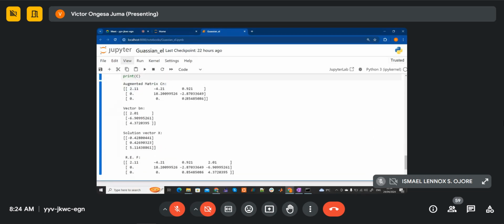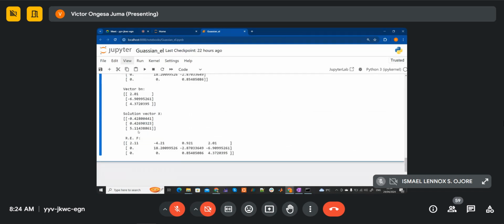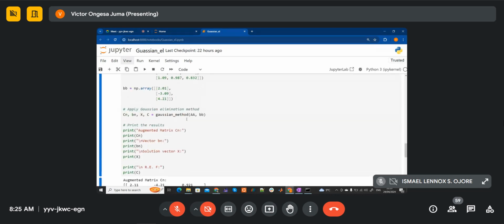So it gives us here the reduced matrix, and gives us the vector of solutions. These are the answers we got. So you see, that's how it works. Thank you. So basically, this code.